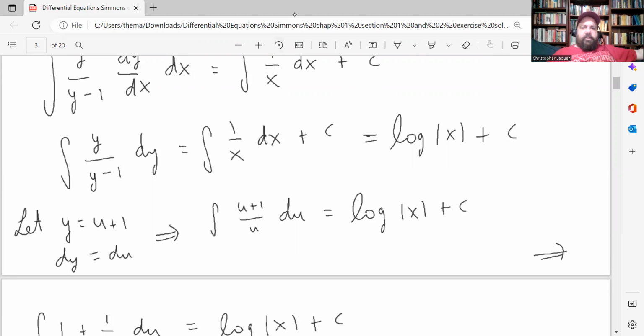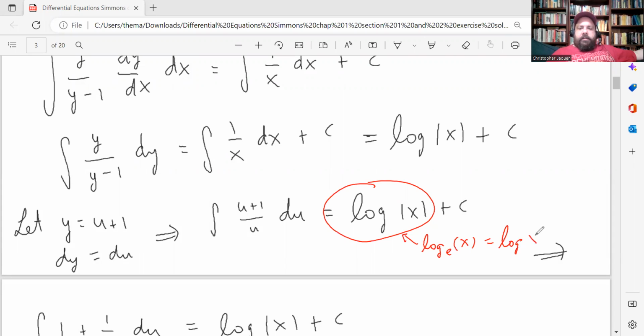This just reminded me, I should make a note about this. In the Simmons book, he says this stands for the natural log. This is log base e. So in other words, he's going to call this with the name log, but you might also be familiar with the notation ln of x.